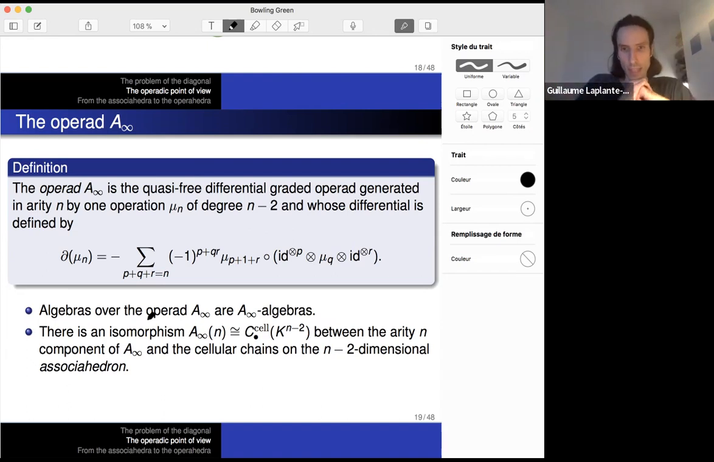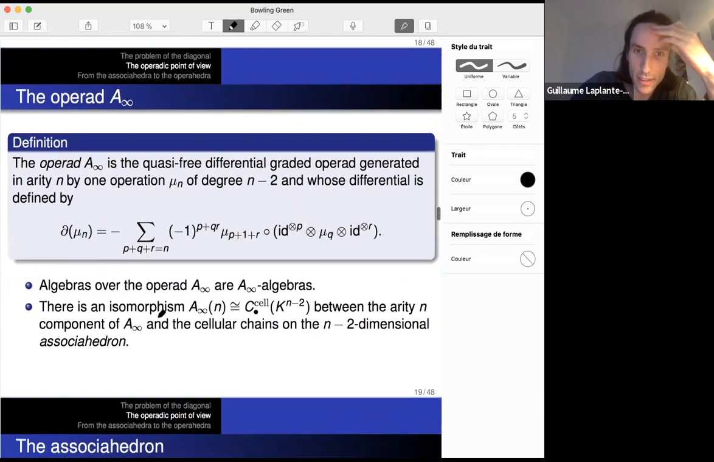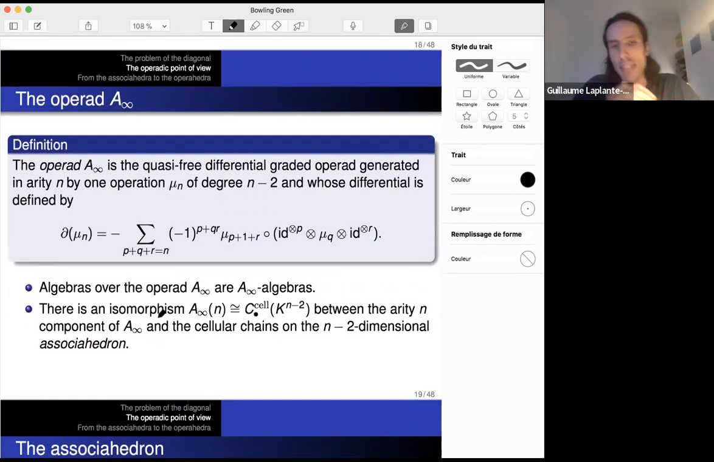And the very beautiful thing about this operad is that there's an isomorphism between the arity n component of this operad and the cellular chains on a polytope, which is called the associahedra. Maybe you've already heard about it. It was designed first by Stasheff in the 60s, and it has been widely studied since then.